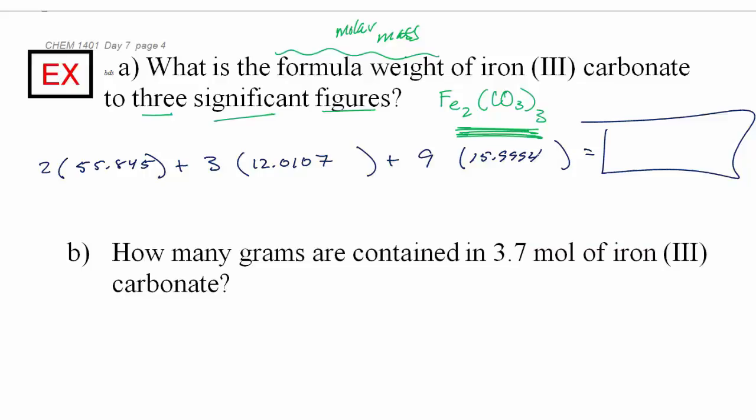55.845 times 2 plus 3 times 12.0107 plus 9 times 15.9994. You get about 291.7167 grams per mole. And they want 3 significant figures, so I can only go to 292 then.